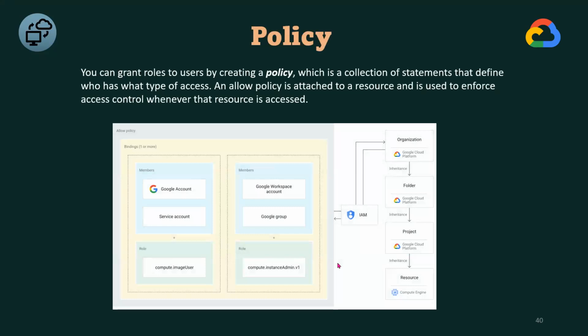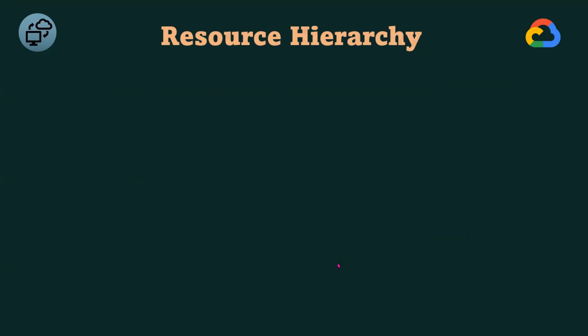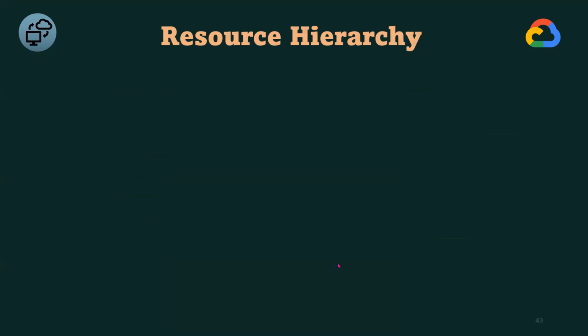Whenever you create a binding between a role and a user, you are creating a statement called a policy. And we have policies assigned at each and every level. So this is called the resource hierarchy. We have four pillars of the resource hierarchy, and we will understand these concepts tomorrow.